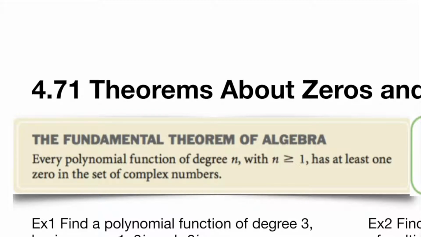It says every polynomial function of degree n, so like if n is 3, then that's what we're calling a cubic function, where n is greater than or equal to 1, has at least one zero in the set of complex numbers.